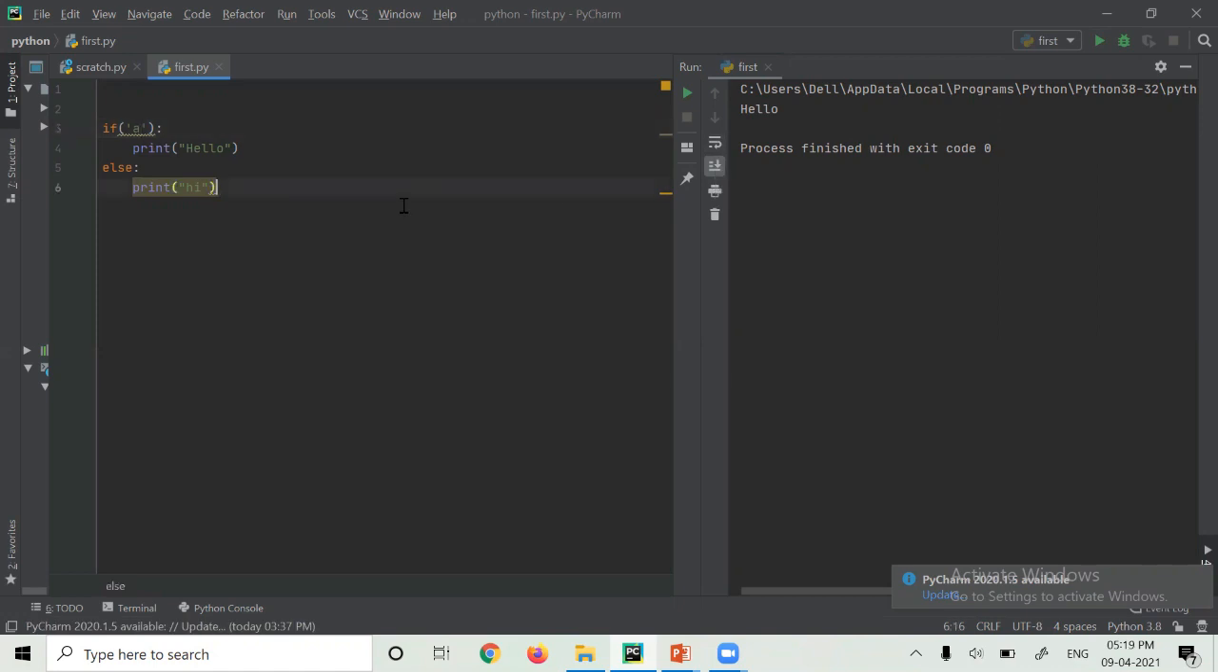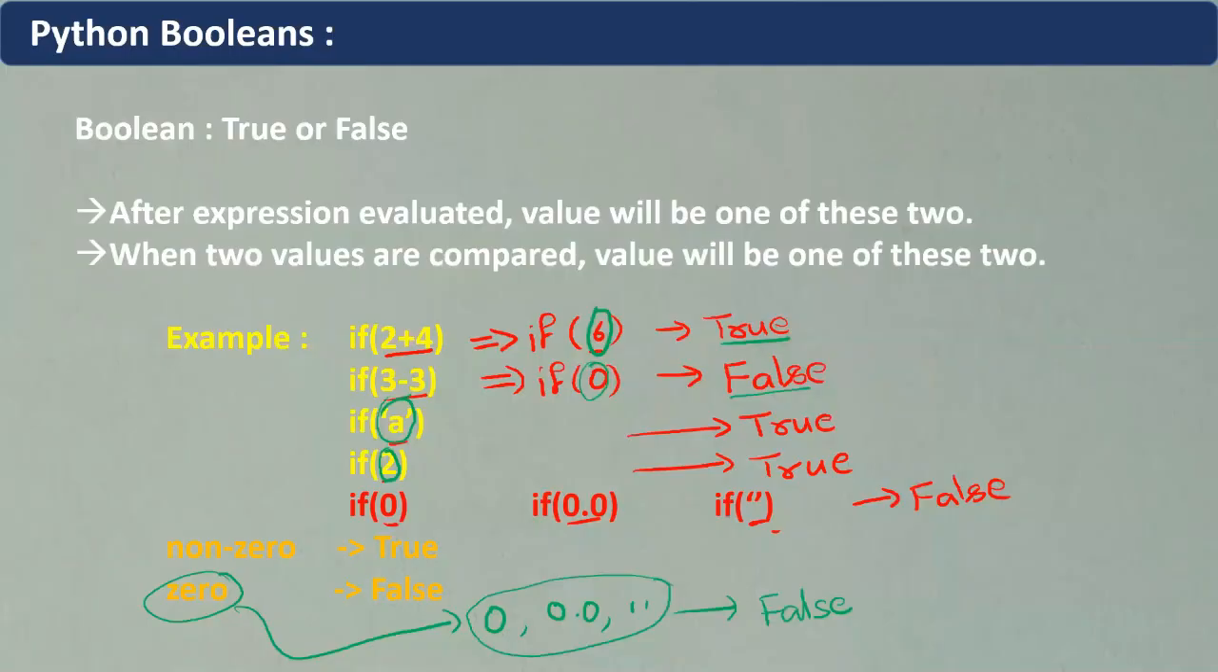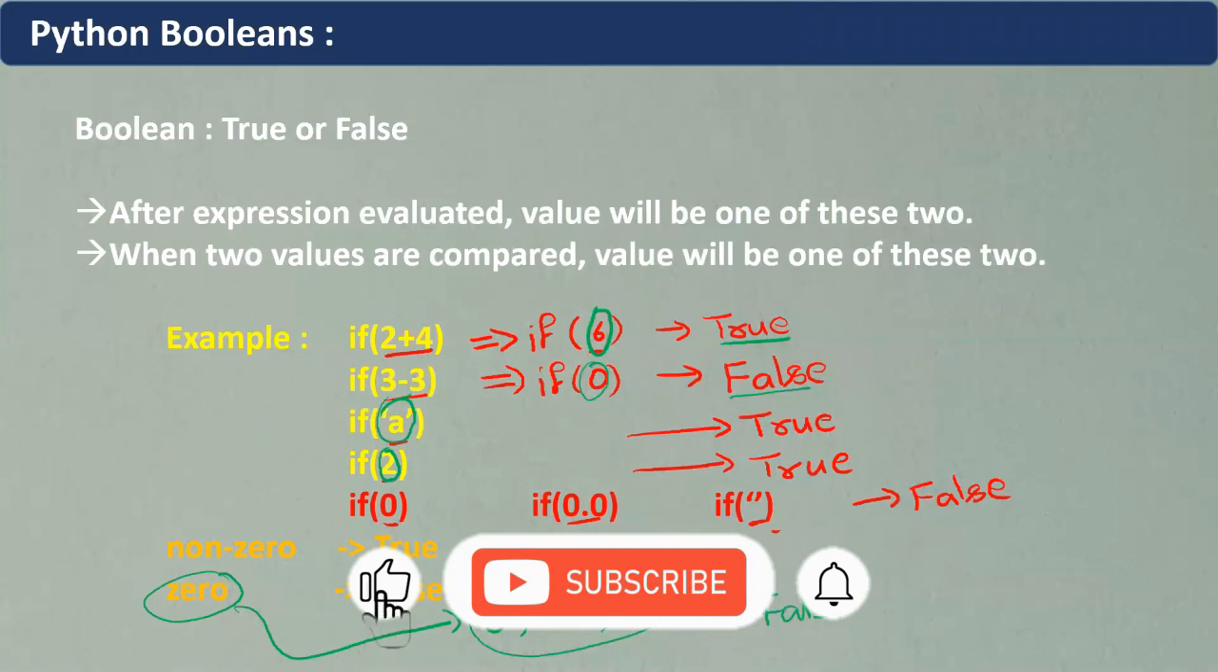So ultimately, let us finalize when the condition becomes true and when it becomes false. You do not always need an arithmetic expression or comparisons to tell whether it is true or false. You can directly place numbers, strings or floating point numbers, and based on that also it is going to determine whether it is true or false. Okay.